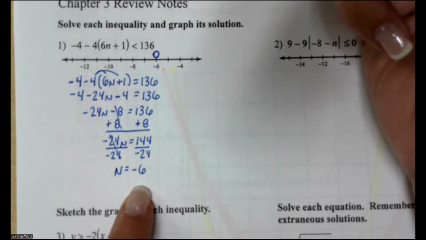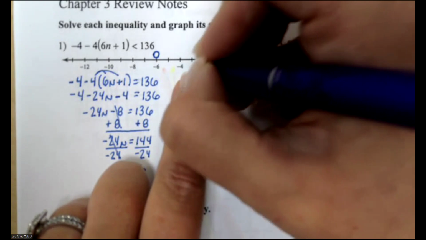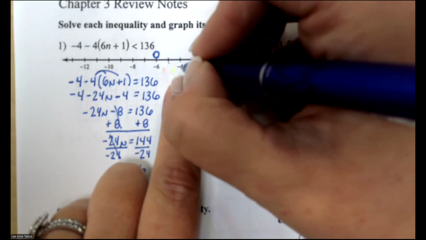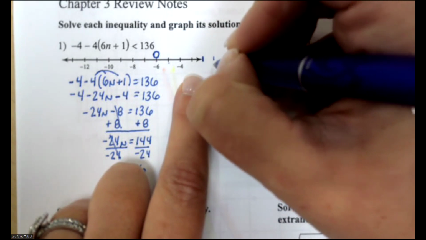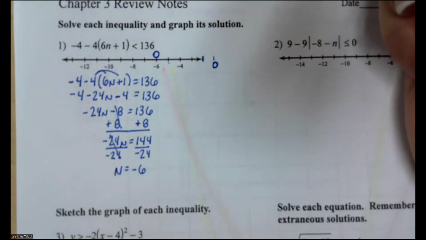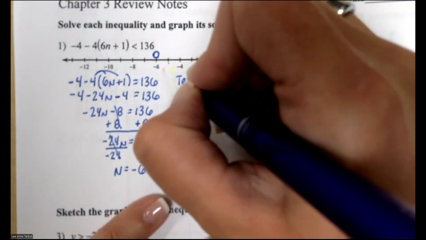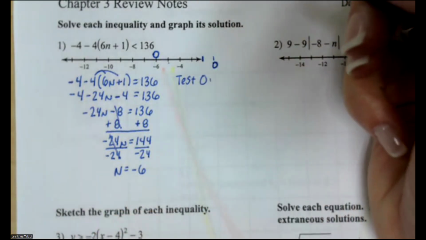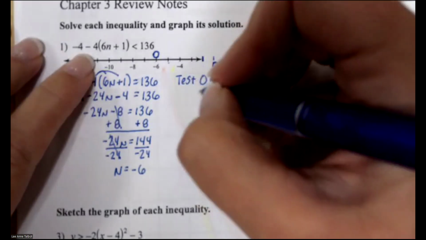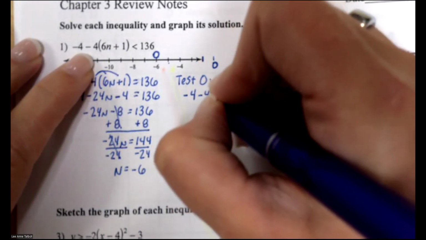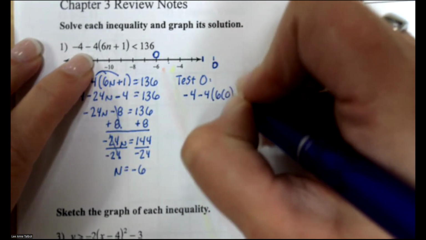Now I want to test 0. So I'm going to make a little spot here. So this would be -6, -5, -4, -3, -2, -1. 0 would be over here somewhere. I don't really care where. I just want to make sure that I make my 0 on the correct side of my open circle. What's the only thing I cannot test? -6. You can test anything else, just not -6. But Mrs. Talbot, that makes me just want to test -6. Well, it's not going to do you any good.